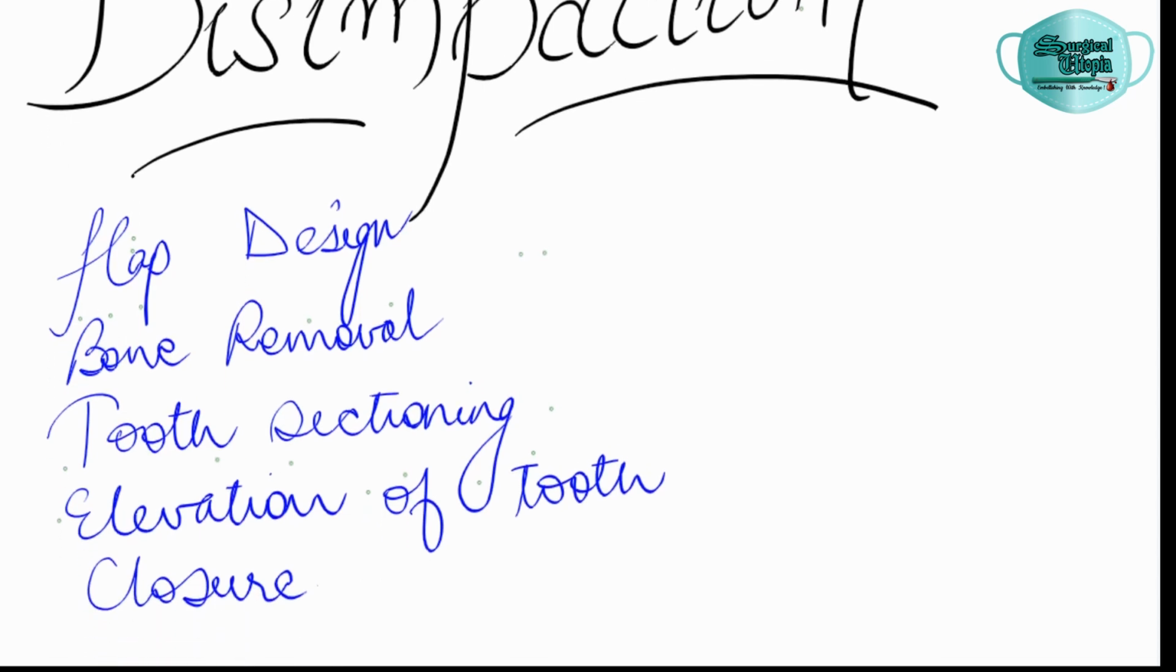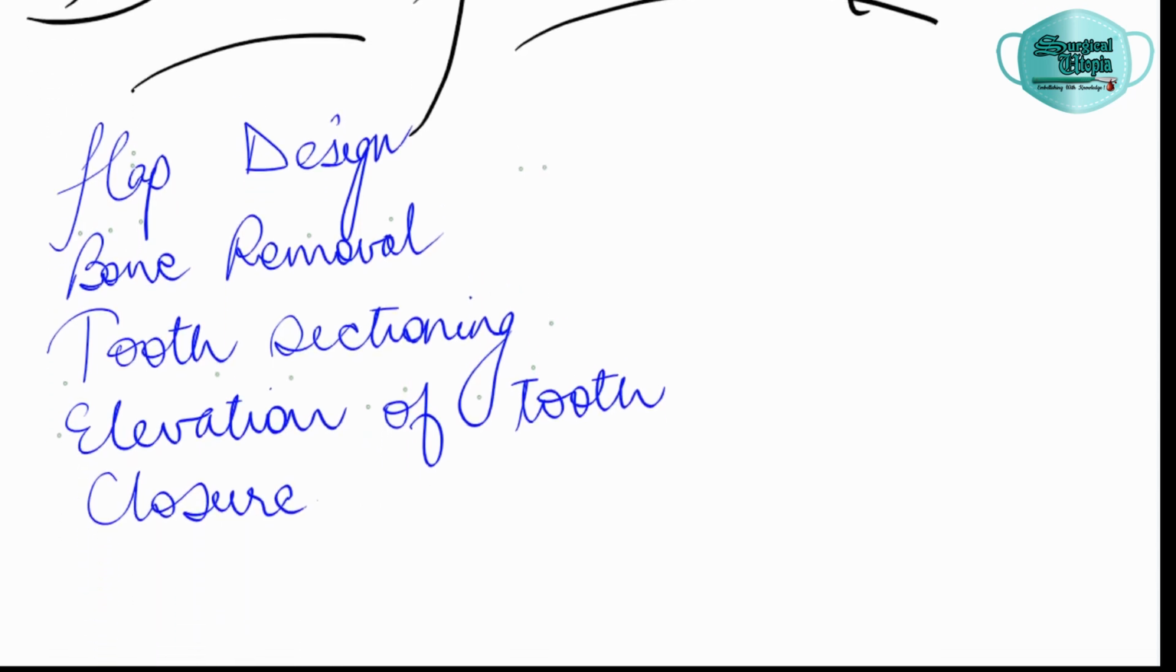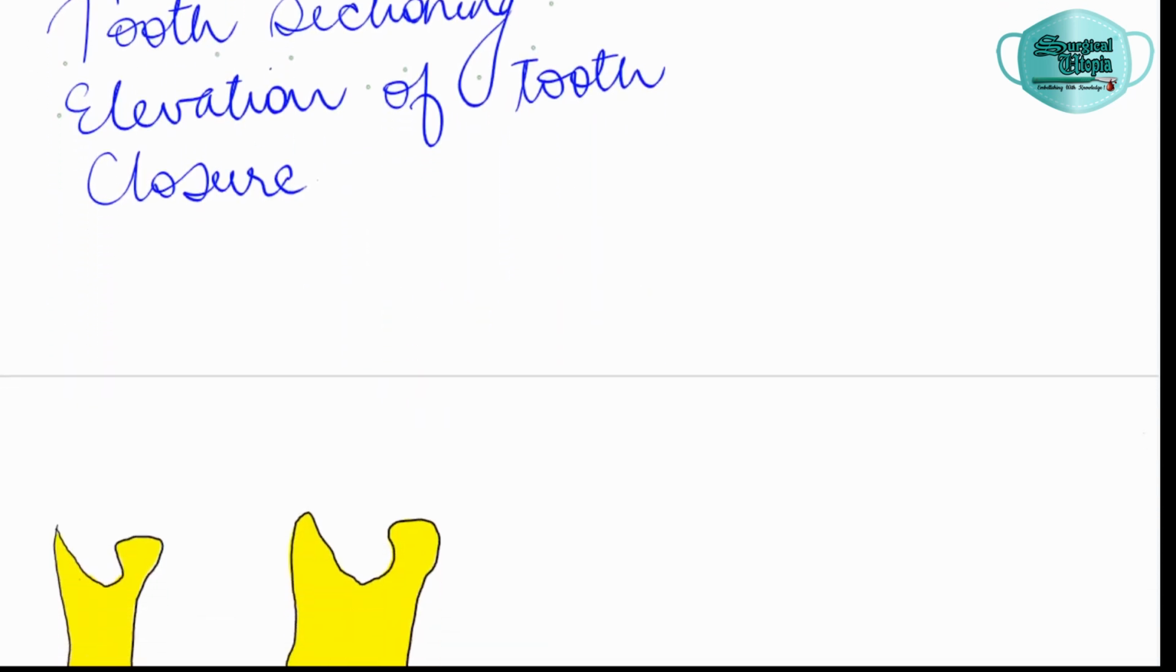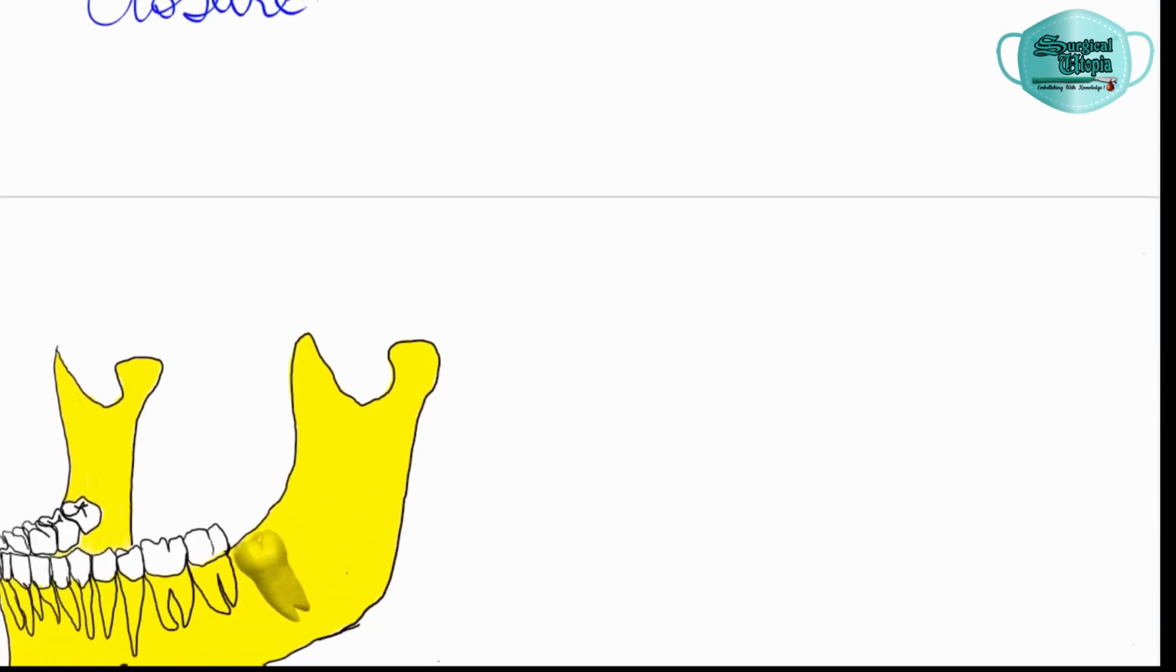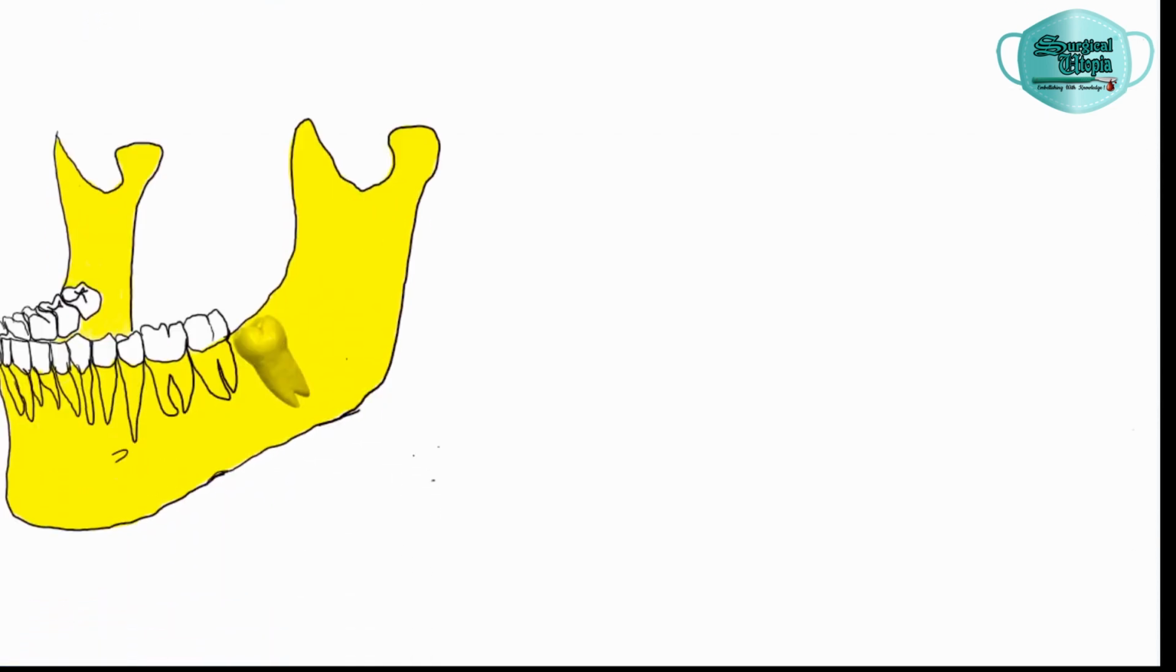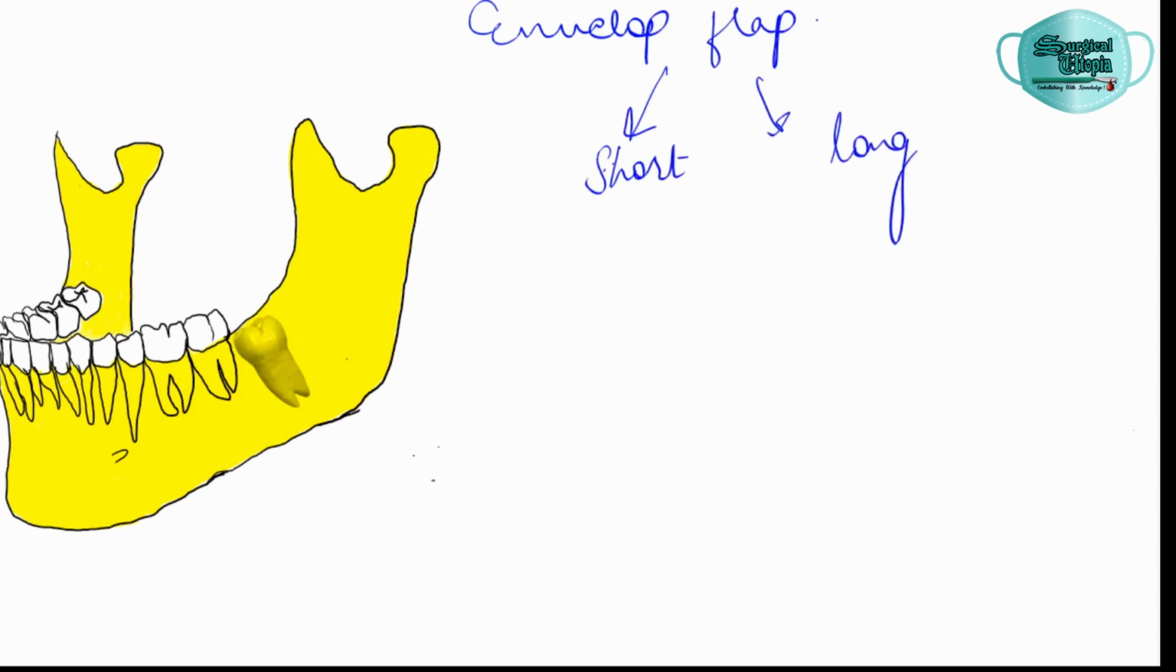So first we will discuss the flap design and reflection of the flap. There are different types of flaps that can be used for the exposure of the third molar. We are going to discuss a few of them and I'm going to name the rest of them. The first one is the short envelope flap. Basically these are envelope flaps and they can be divided into short envelope and long envelope. We will discuss each of these flaps one by one.